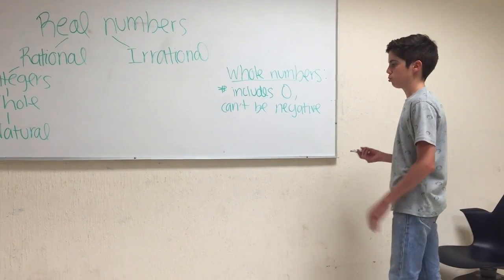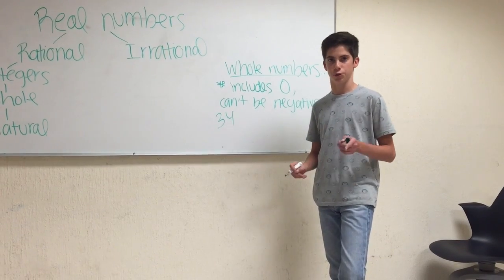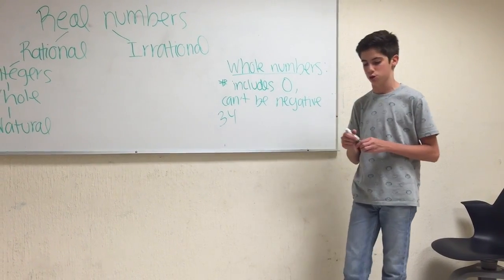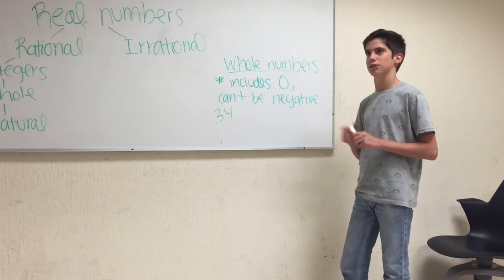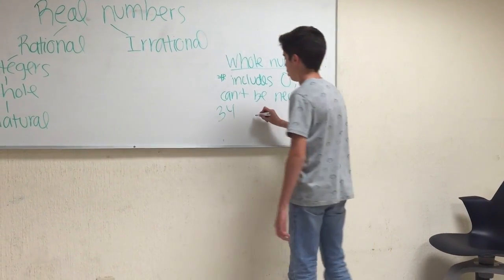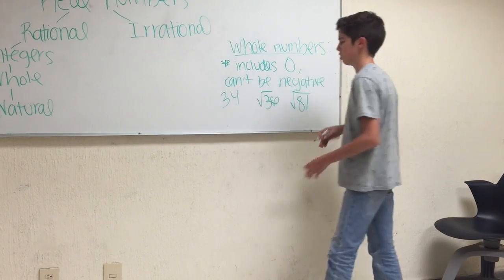Some examples would be 34. At this point we can also have square roots, but the only condition for them to be in this topic is that they have to end without any decimal. So for example, we can have the square root of 36, 81, and so on.